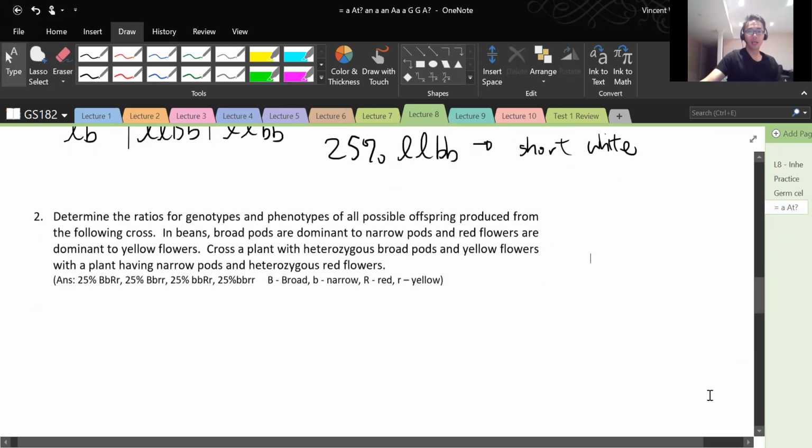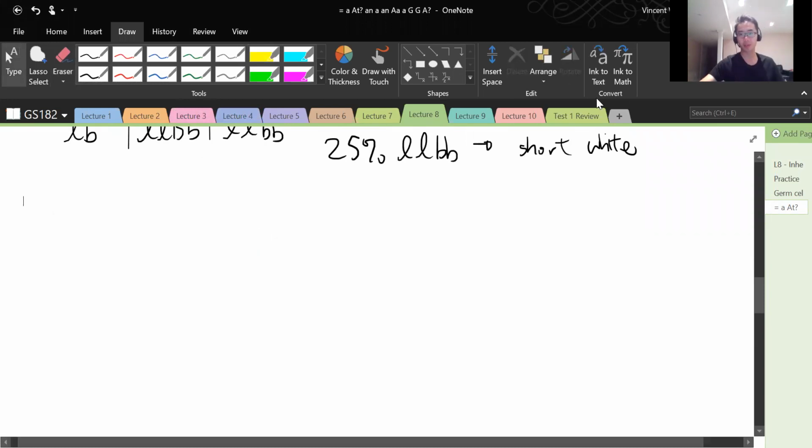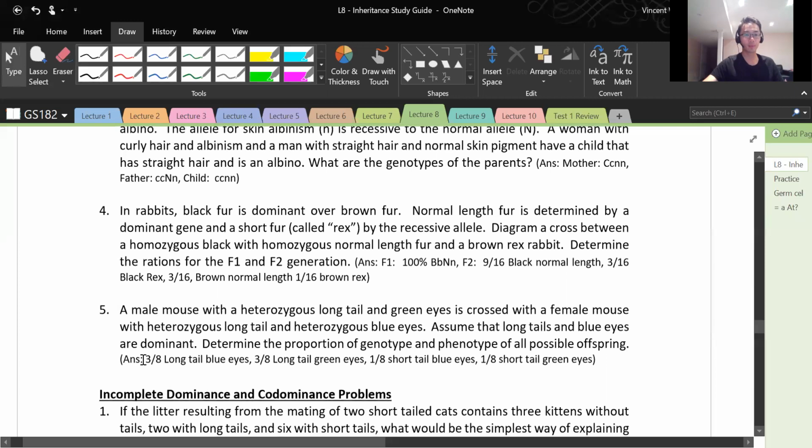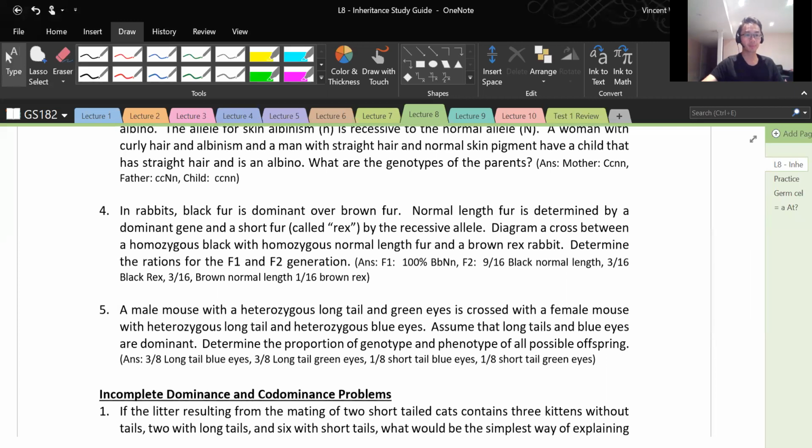So here we go. We are dealing with plant beans right now, beans. And there are 2 traits we are looking at. Broad pods. Oh, you know what? This is not the question I want to do. You can do that later. I want to do this one, the rabbit one.